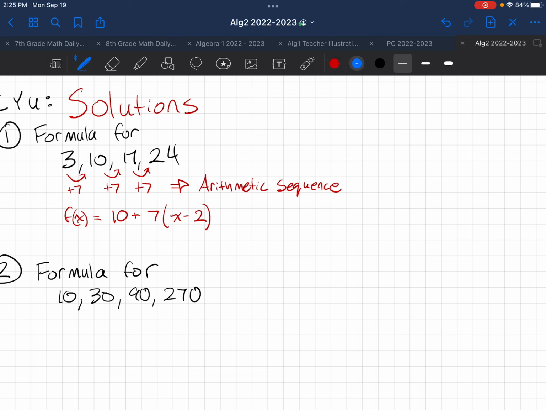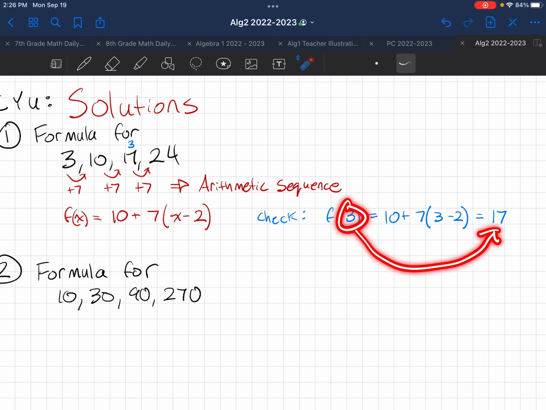And I always check my work. I want to make sure I'm doing this right. So this is me doing the sanity check. If I do f of 3, I should get the third number, right? Because that was the third number up here. So I get 10 plus 7 times, plugging in now, 3 minus 2. Doing some quick mental math, that's going to be 1. 1 times 7 is 7. 7 plus 10 is 17. So this is saying that the third term is 17. And look at this, the third term is 17. So that works. Check. And that's the answer for number 1.